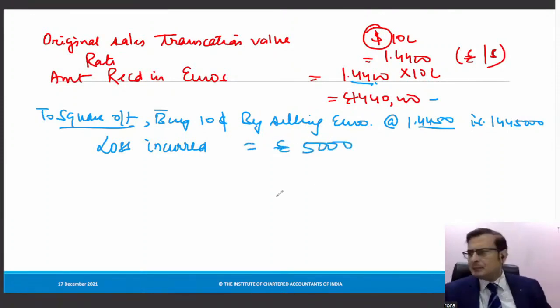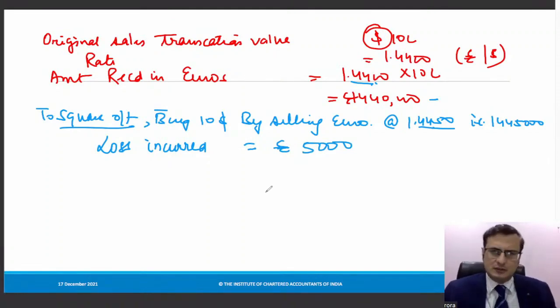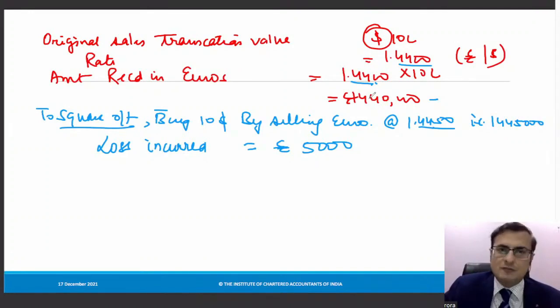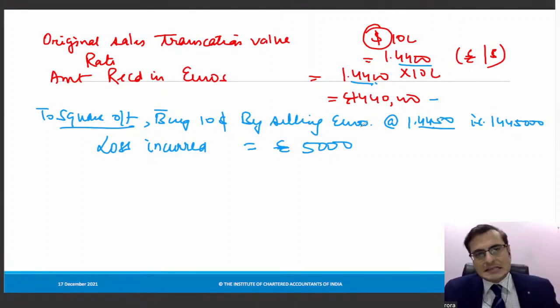Clear everyone? But a very easy question. It's a very simple question. Nothing much. Till now there is no technicality which has come. It is simple that a customer was there to whom you sold a value of 10 lakhs. What rate? 1.440. Now you had to square off the transaction because the market became volatile. Market became volatile means the rate increased, and you squared off the position by selling the euros. Where did the euros come from? You received euros by selling the dollars.